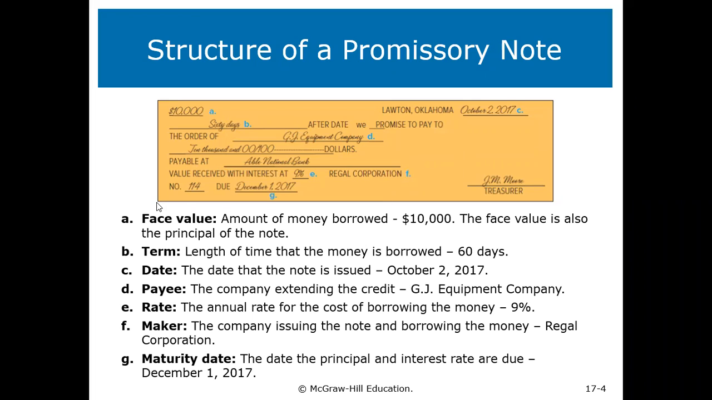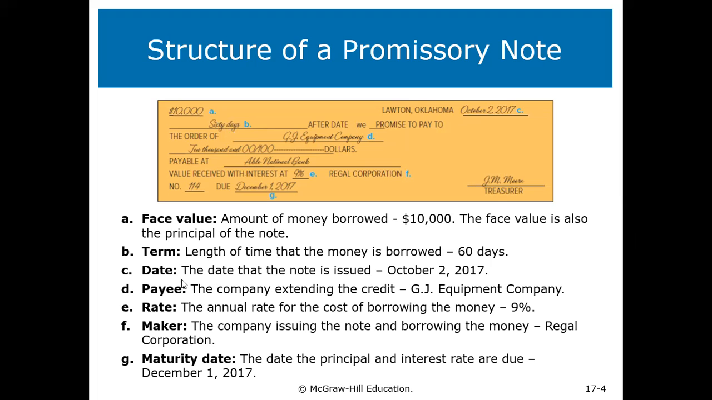But what's important here is that we have the face value. This is the amount borrowed. In this case, the amount borrowed is 10,000. The face value is also the principal of the note, so face value and principal are the same. The term is the length of time that the money is borrowed. In this case, 60 days. That's B, 60 days.